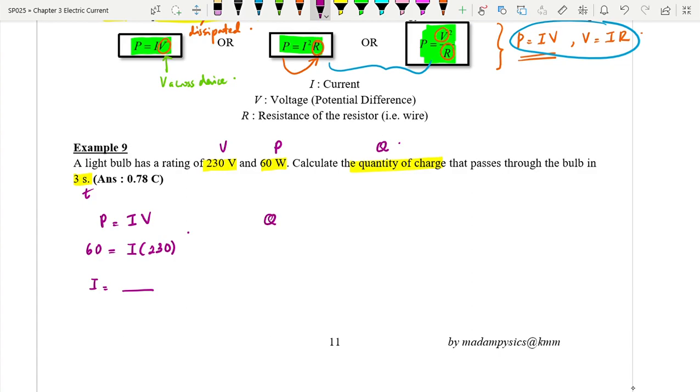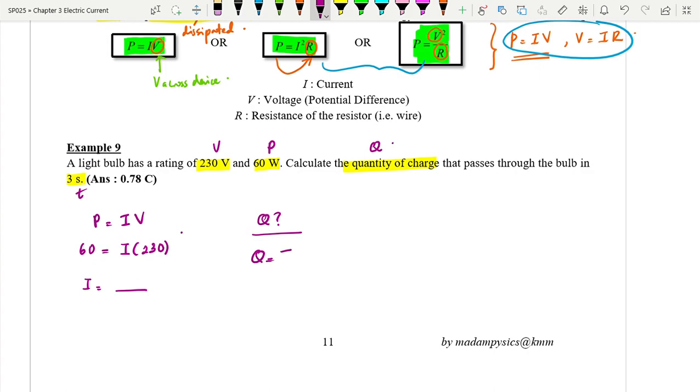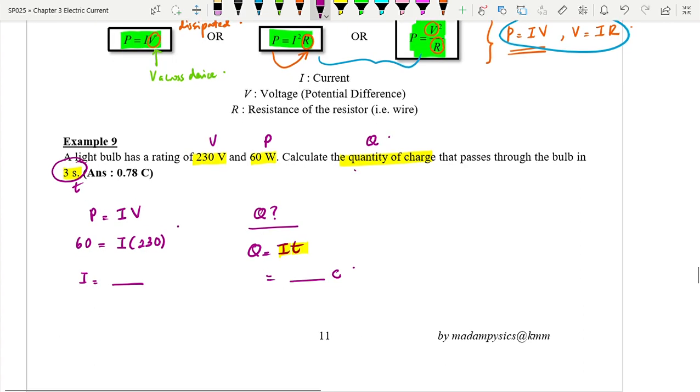And how to calculate Q when we have current punya value. Okay, so we have Q equals to IT because time is given. Alright, so as simple as substitutekan current yang kita baru dapat tadi dan time yang diberi dalam soalan. So you can calculate, you can figure out what is Q here in coulomb. Okay, so mungkin confuse kat sini lah sama ada ini adalah number of electron ke sebenarnya number of coulomb. Okay, so quantity of charge refer to Q sebenarnya. Okay, bukannya number of charge tapi dia adalah Q, coulomb.